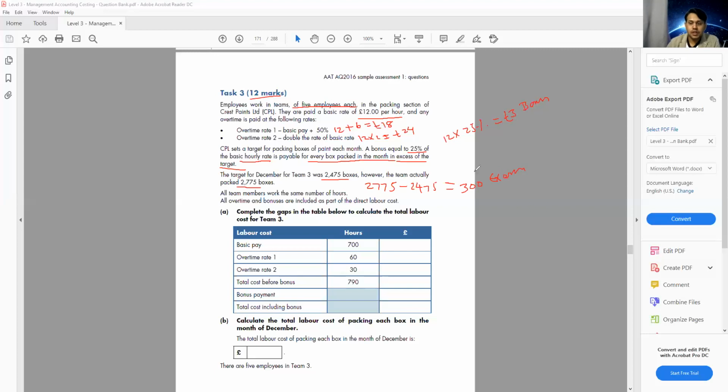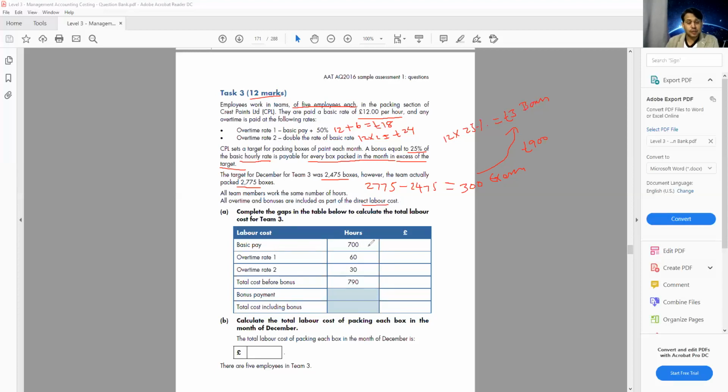They'll get some bonus. Per box, they'll get 3. And we can assume the bonus will be 900 total. I don't know if there is any question for the bonus or not, but we understand 300 boxes excess, so obviously £3 per box will get £900. All team members work the same number of hours. All overtime and bonus are included as part of the direct labor cost. That's fine.